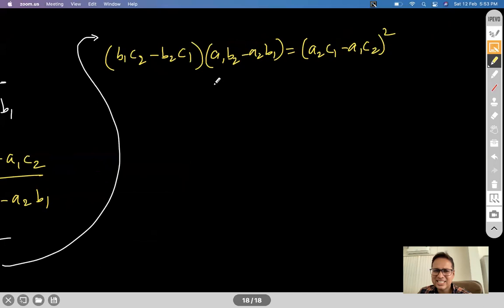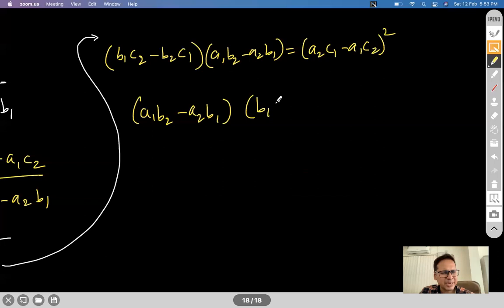And you would be thinking, sir, such an ugly condition. How do we remember this? It's so ugly to remember. The previous one was much better, right? A1 by A2 is B1 by B2 is C1 by C2. So how do the examiner expect us to remember this condition? Okay, not to worry. I'll give you some memory aid for this.